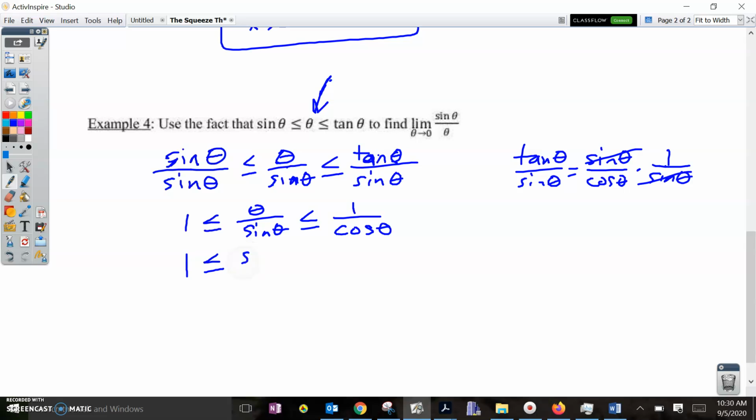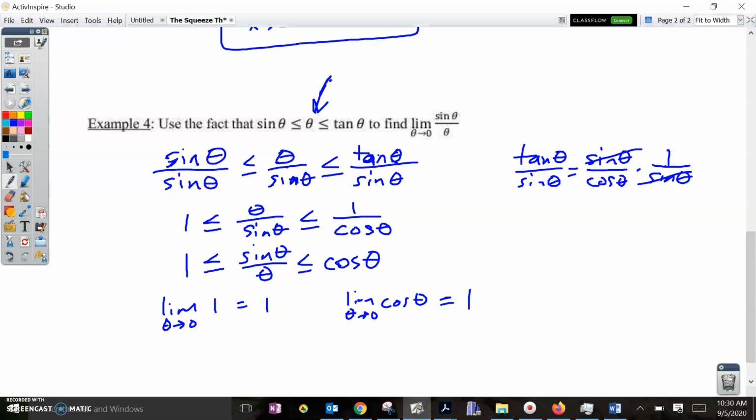So 1 is less than or equal to sine of theta over theta, which is less than or equal to cosine of theta. And so we have a relationship where sine of theta over theta is sandwiched in between these two other expressions. So in order to find the limit as theta approaches 0 of sine of theta over theta, we'll take the limit as theta approaches 0 of 1, and that's just 1. And we'll take the limit as theta approaches 0 of cosine of theta, and that is also 1. Can just substitute 0 in there for theta, and cosine approaches the value of 1.